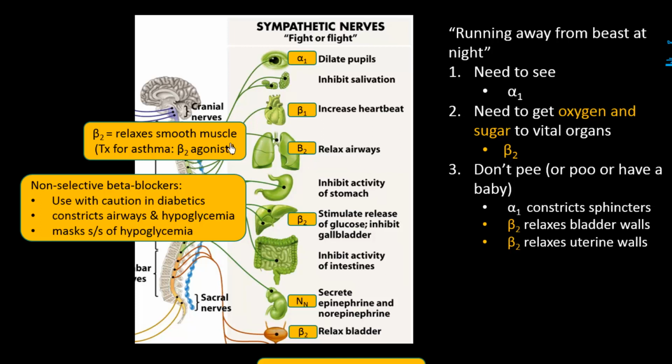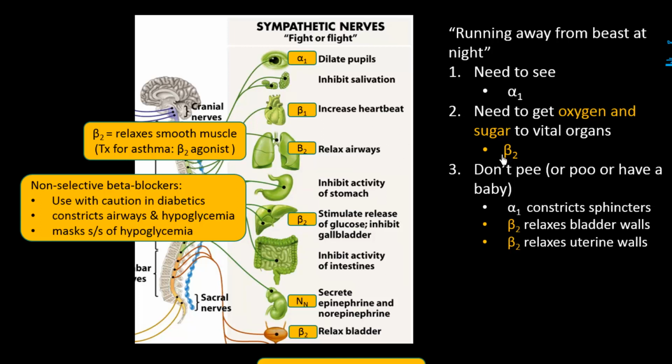And so we're going to hit some high yield board topics here. This is a great pharmacologic approach towards treating asthma. We give them a beta-2 agonist, and that is going to help relax their lungs for these asthmatics who have hypersensitivity or kind of constricted airways.